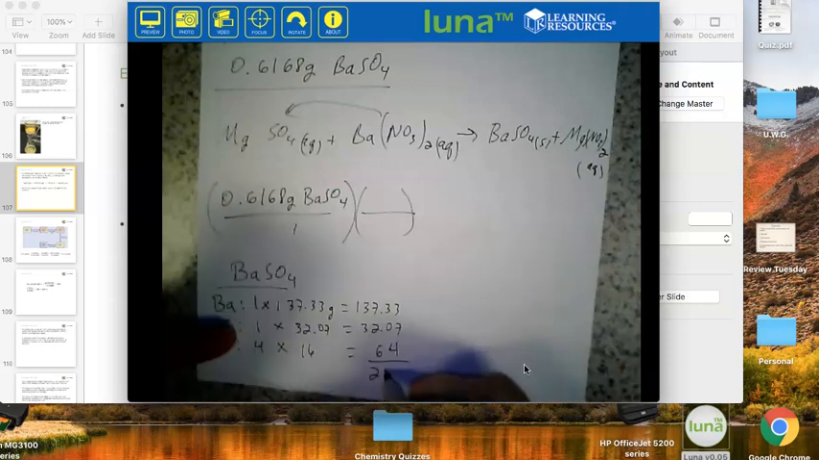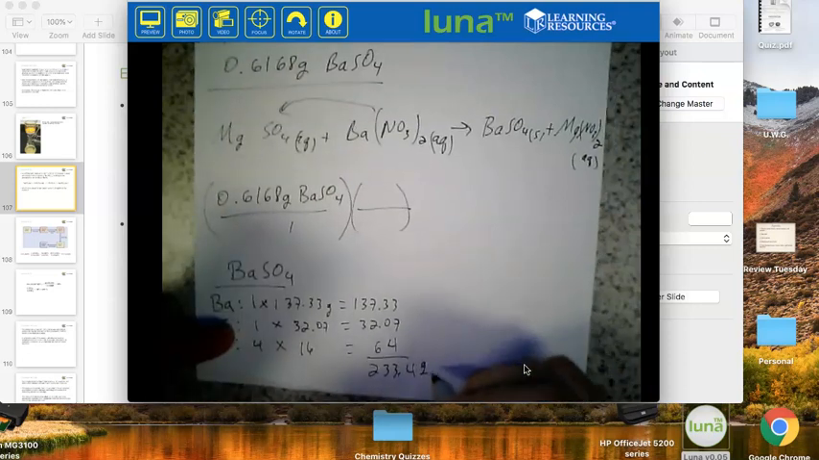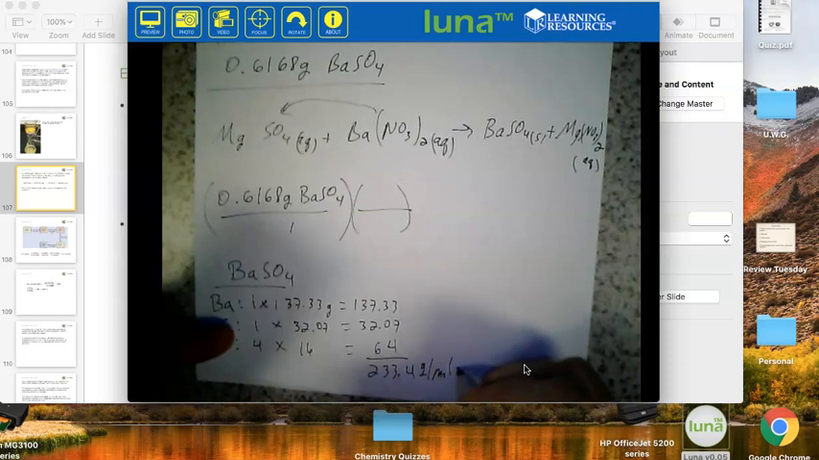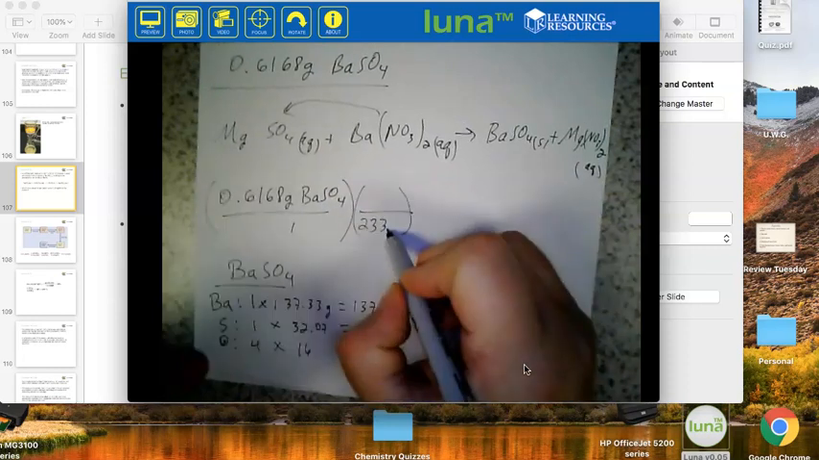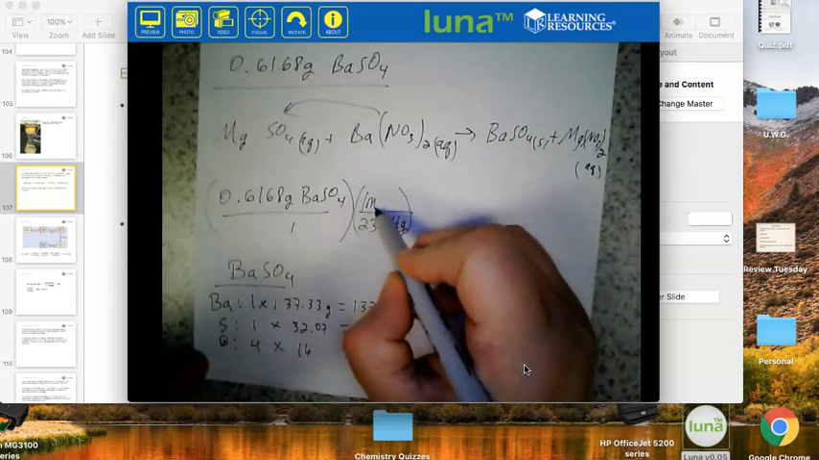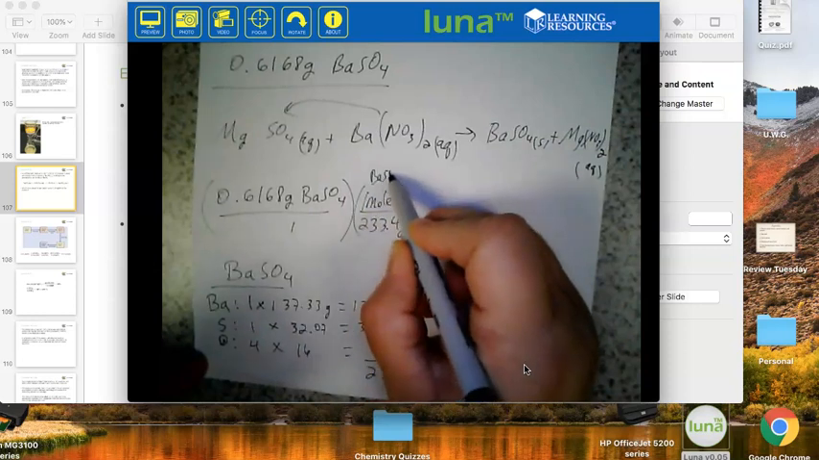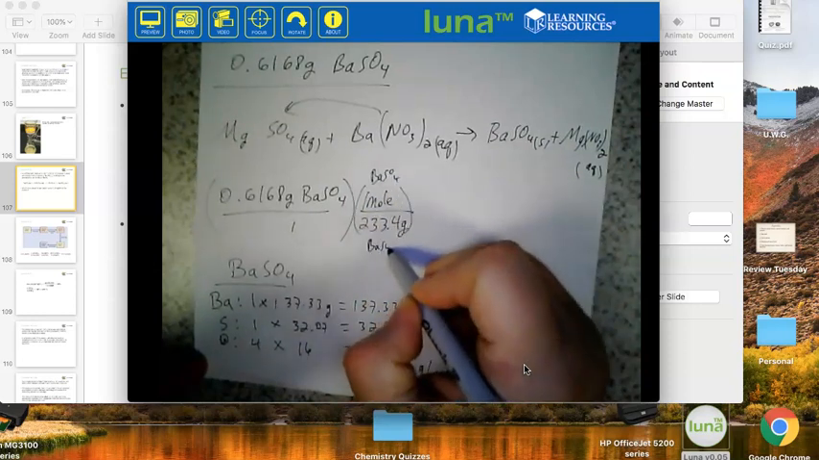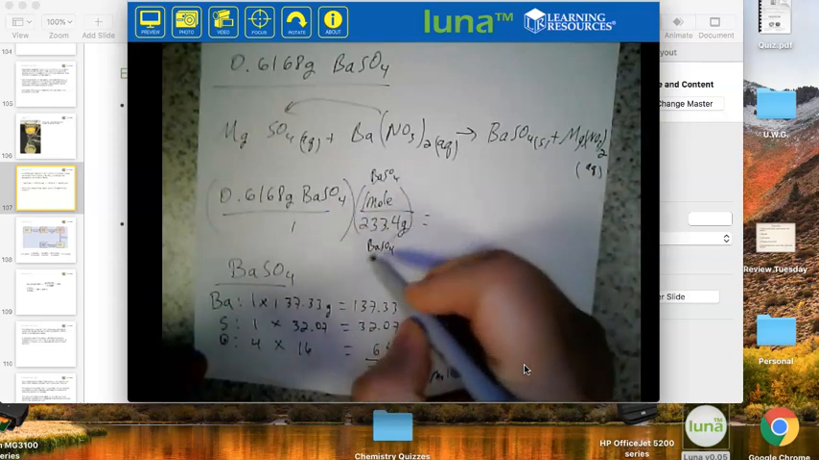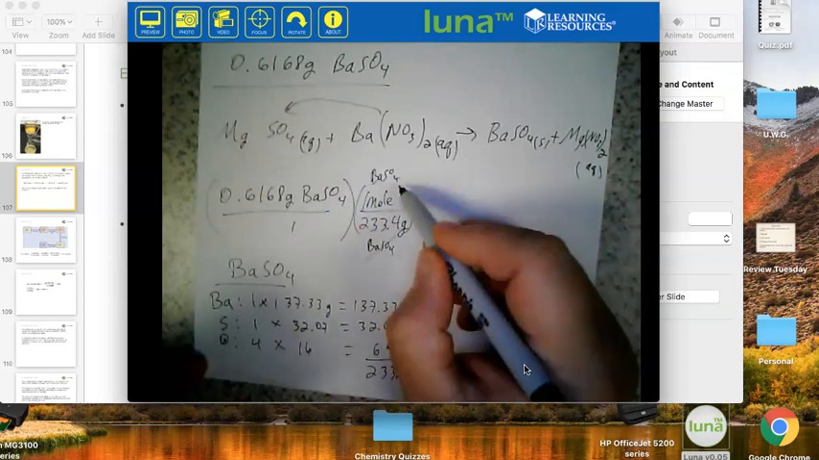I get 233.4 grams per mole. So 233.4 grams for every 1 mole, and this is barium sulfate. Alright, so units here cancel. Now I have moles of barium sulfate.